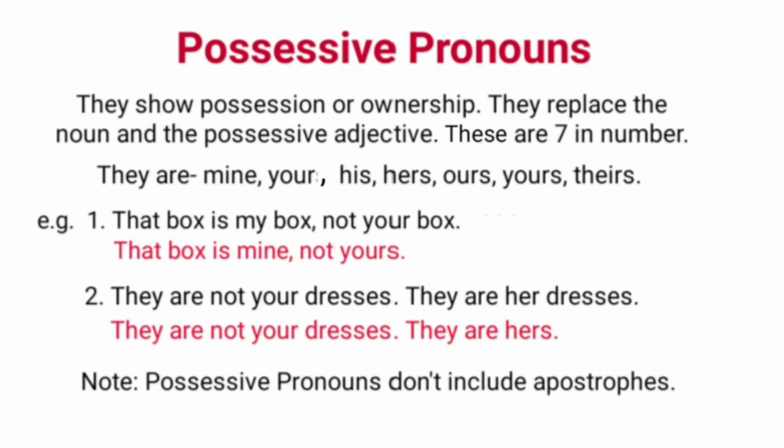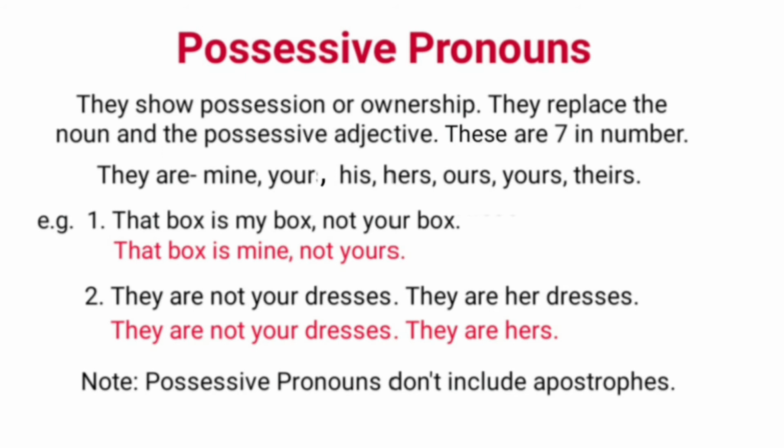Possessive pronouns. They show possession or ownership. They point towards the owner of the thing. They replace the noun and the possessive adjective. These are 7 in number. They are mine, yours, his, hers, ours, yours, and theirs.